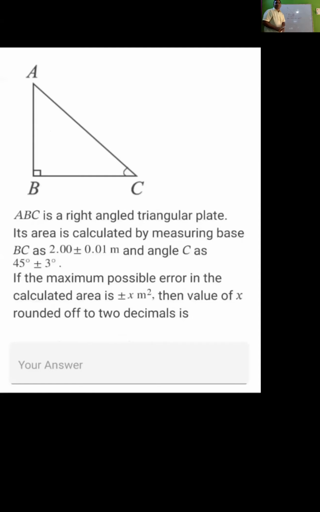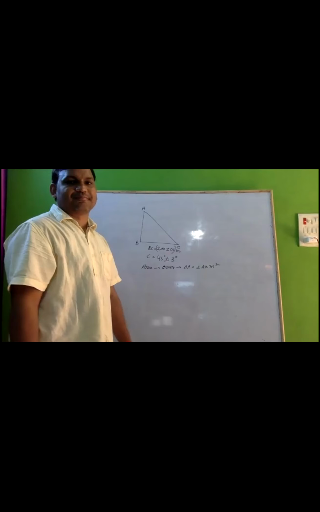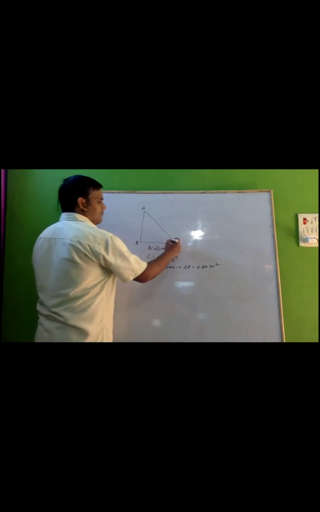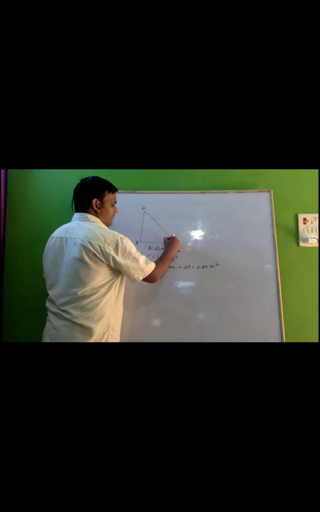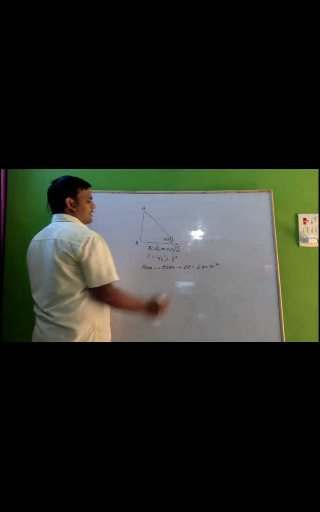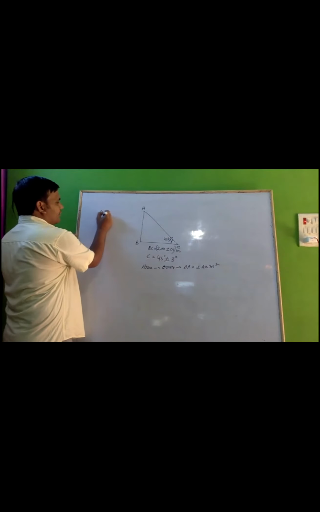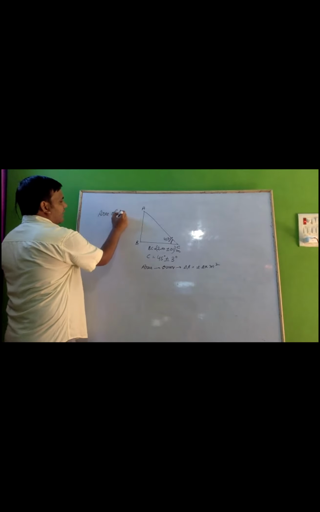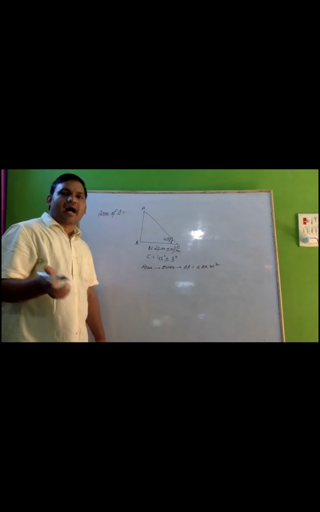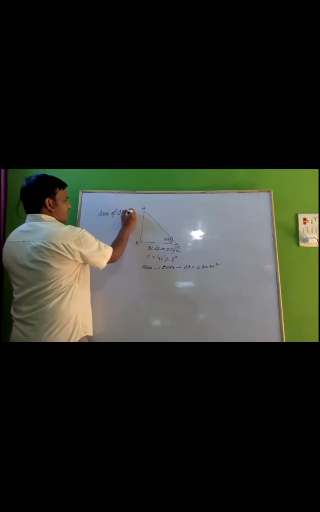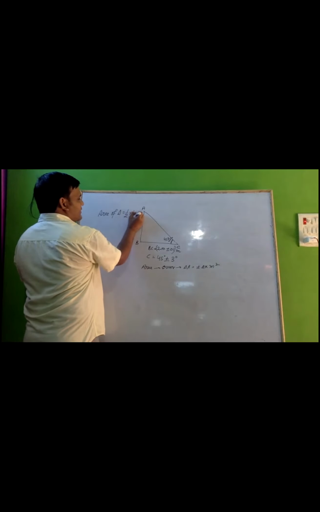Now you can remove the screen you have shared, so that my board can be visible. Okay, now it's fine. So you can see this one. They have given the angle 45 degrees plus or minus 3. You know about the area of a triangle? The area of a triangle is half base into height, isn't it? Yes, half base into height.